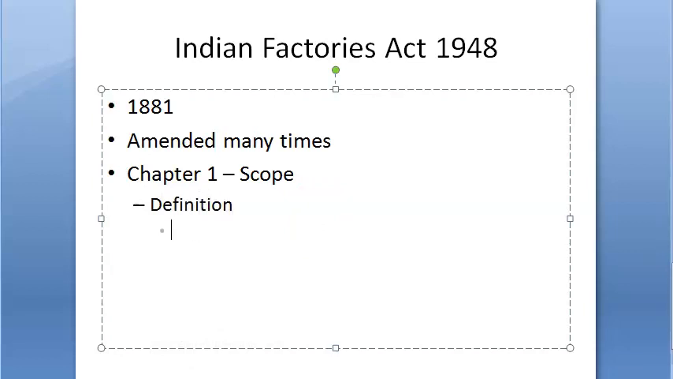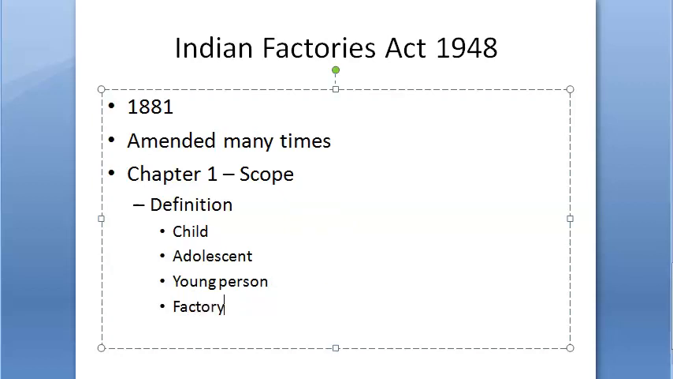So definition, basically, who is a child? A child is an individual who has not completed 15 years of age. Adolescent, right? Who is an adolescent? An individual who has completed 15 but not 18. So 15 to 18, they're saying it's adolescent, right? Then you have a young person. A young person is basically an individual who is either a child or an adolescent. Young person is child or adolescent, right?